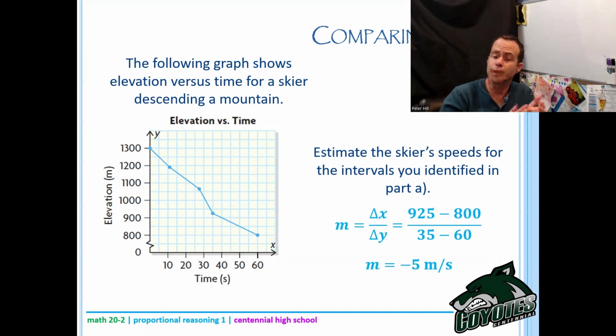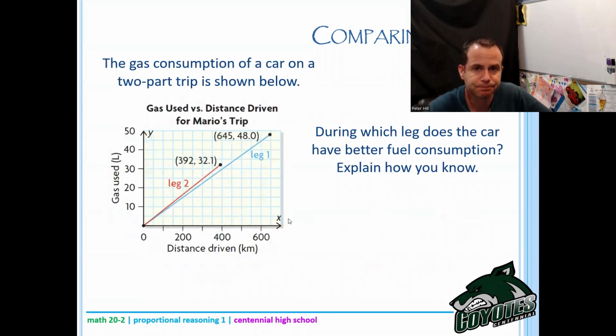Now, don't get stressed out about the negative there. That negative is actually supposed to happen because the graph is going down. So that signifies a negative slope, which makes sense because I'm going down the mountain, okay?